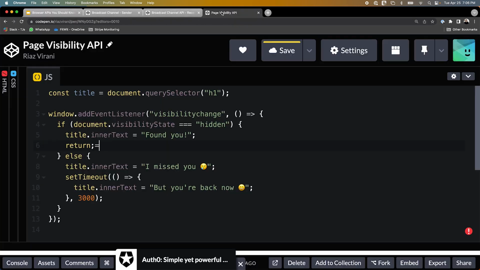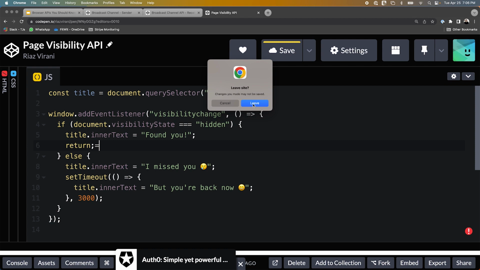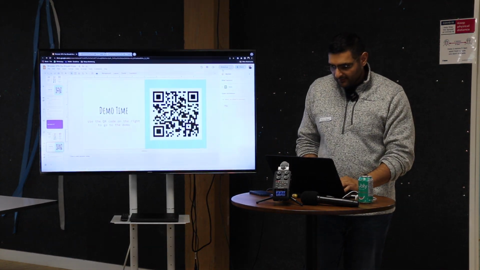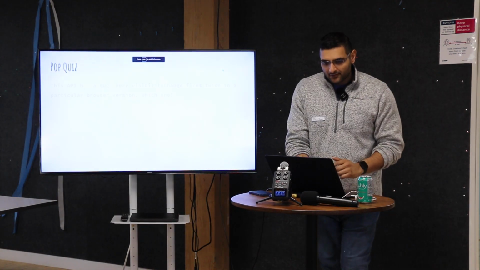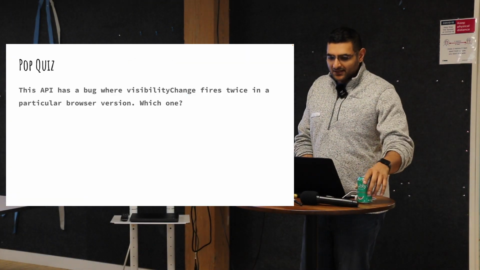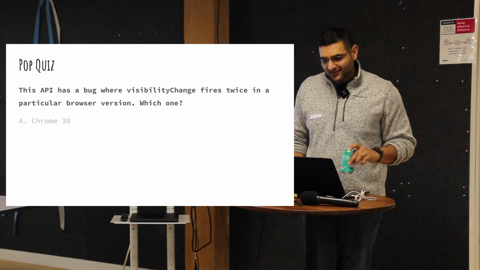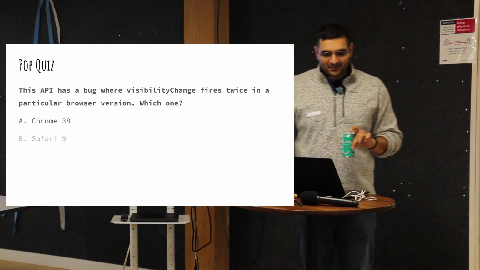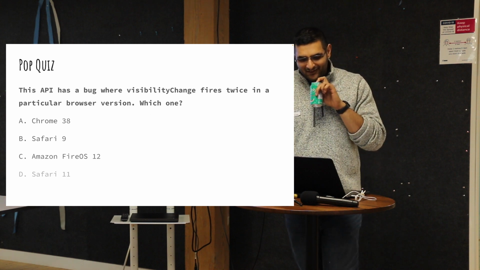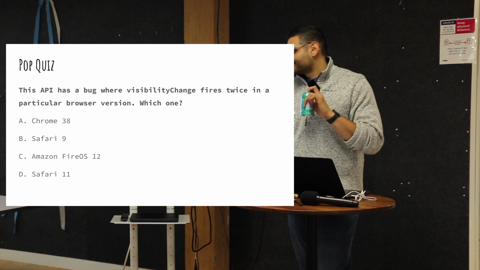All right. Pop quiz. The API has a bug where visibility change fires twice in a particular browser version. Which one? A is Chrome 38. B is Safari 9. C is Fire OS 12. And D is Safari 11.